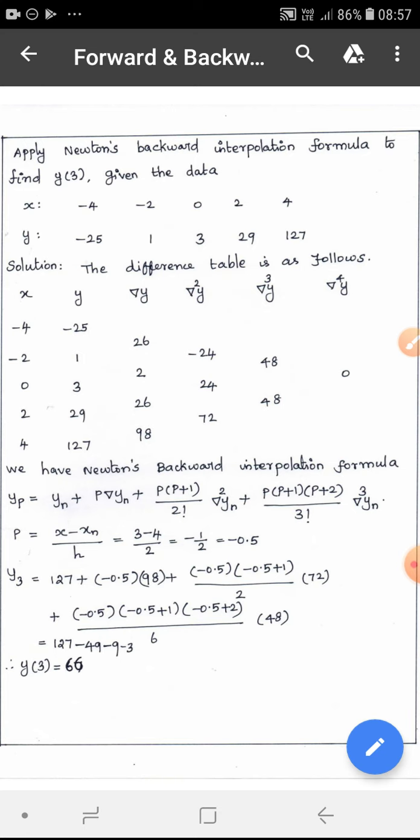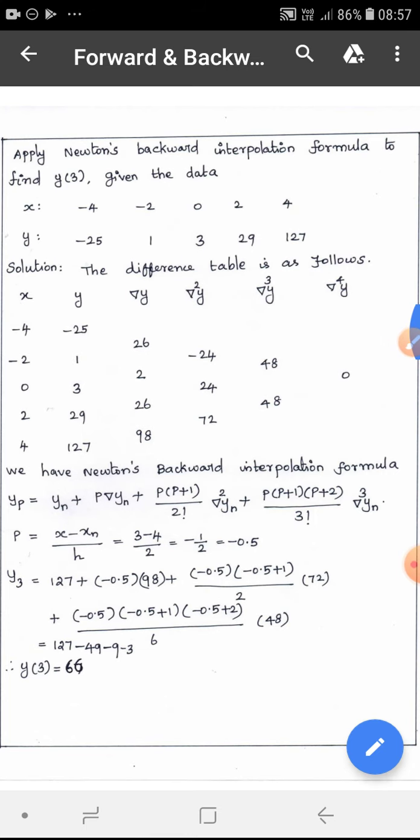Then the second order differences. In the fourth column, to calculate the entries, you look at the entries of the preceding or third column. From the entries of the third column, you have to calculate succeeding value minus preceding value. 2 minus 26 is minus 24. 26 minus 2 is 24. 98 minus 26 is 72. So these are the entries or values of second order backward differences or second order differences.